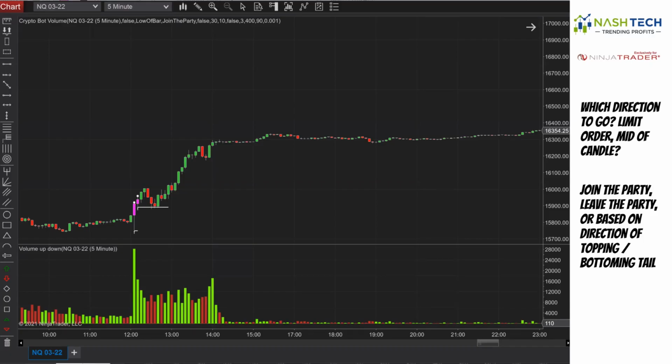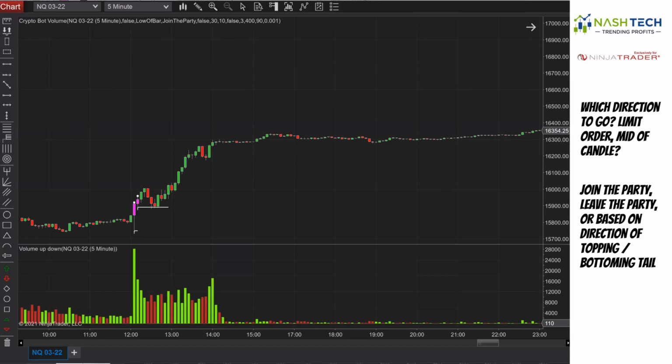Here's just a very basic example of the NQ on a 3-minute chart. What we're doing in this case is looking at the current trend. We see a significant volume. What does that volume mean? It's telling us that there's some commitment, or something's going on. We don't know what, but something bigger than average is going on.